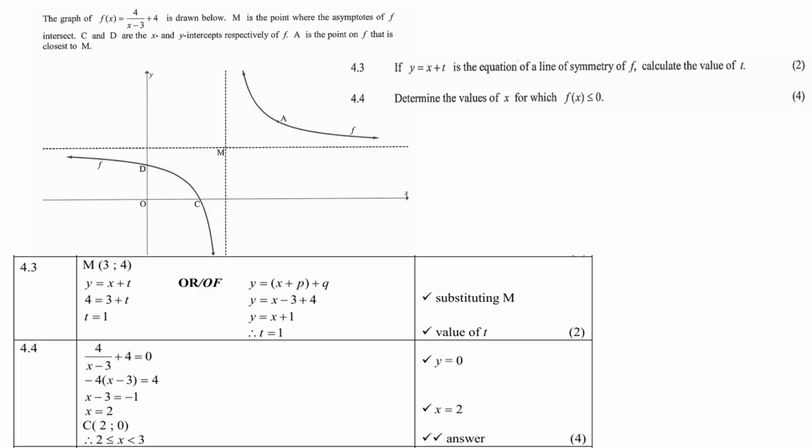So therefore, you take y equals x plus t, then replace your y with 4 and your x with 3. And that's how you can get the value of t.